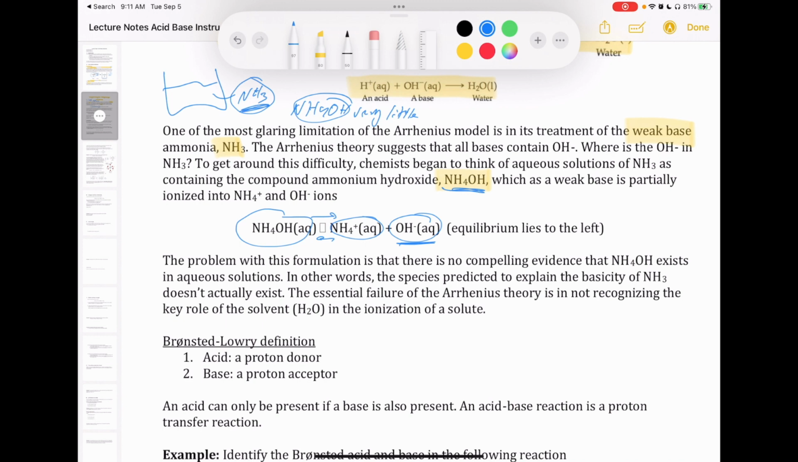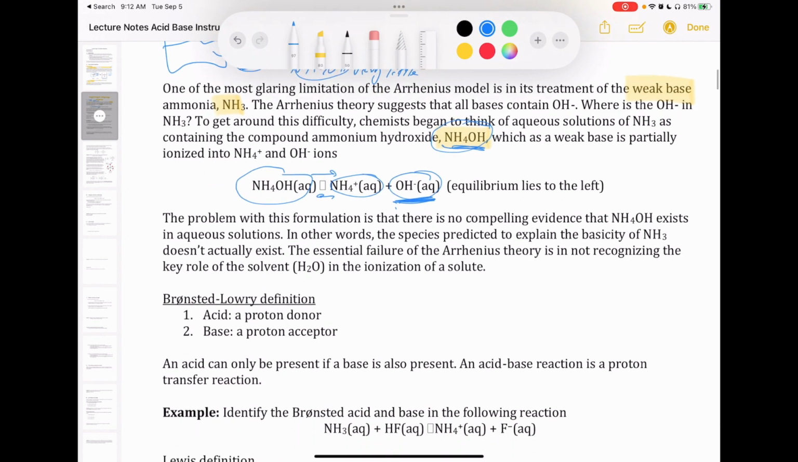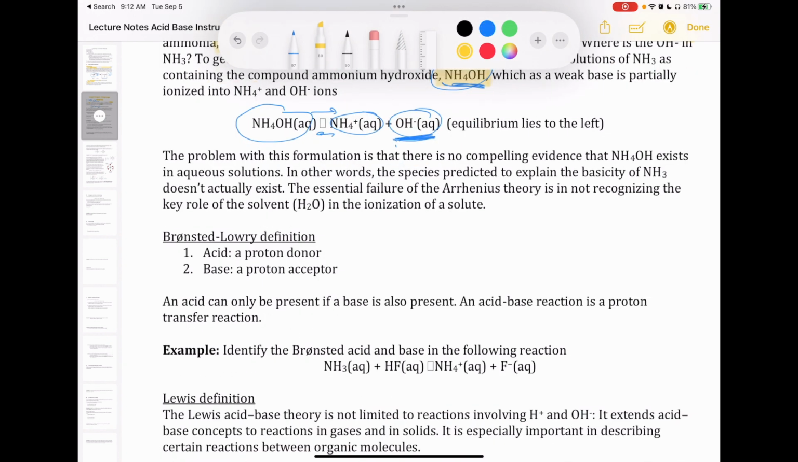So in other words, that whole theory that it's actually NH4OH that exists in water, thereby producing the hydroxide, doesn't really work to explain why ammonia is basic. That's the major issue with the Arrhenius theory, and that's the reason why we need to come up with a new definition for acid and base. The error there has to do with the fact that it's not really thinking of water as an important component in the entire process of acid-base chemistry.